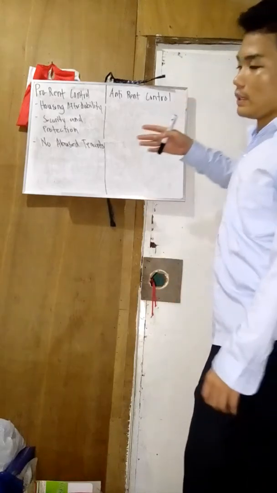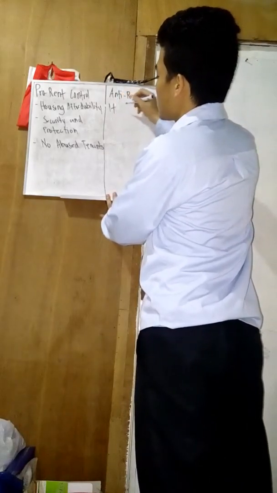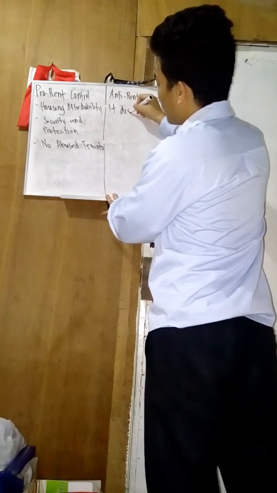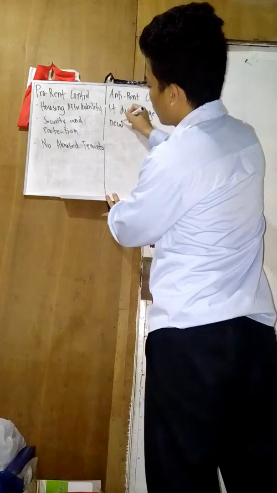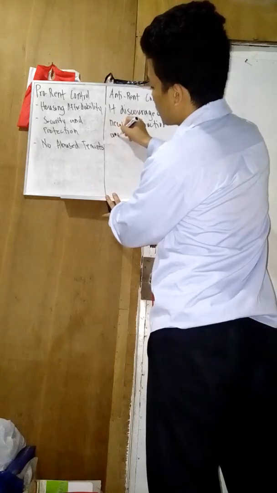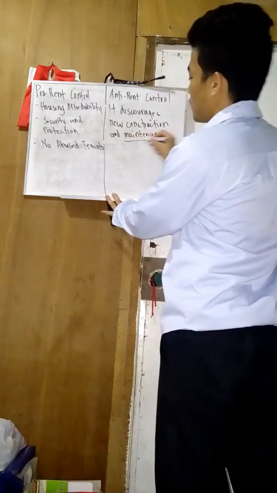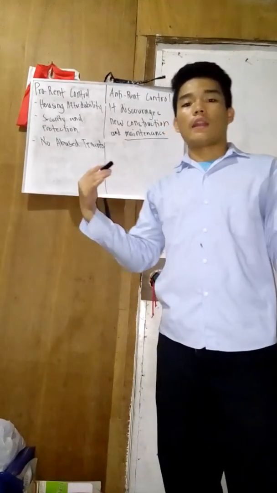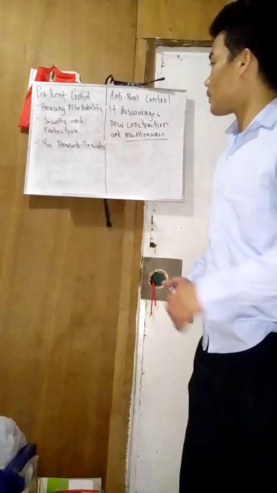Now let's go to the anti-rent control side. First statement is that it discourages new construction and maintenance, which is the priority of the landlords. Their priority is to maintain the stability of their property to prevent it from being deteriorated.